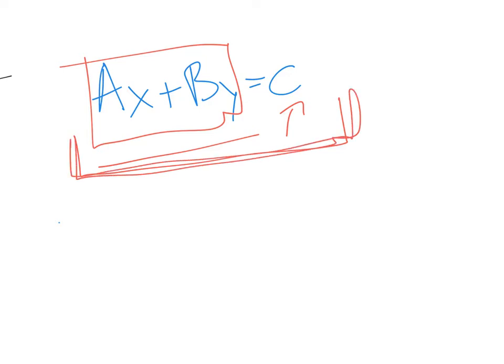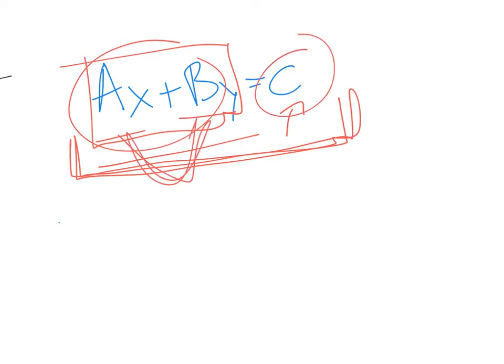Okay, so standard form, the order matters. We always want x and y on the same side. The x is first, the y is second, x and y on the left side, and the constant on the right side. The order does matter.